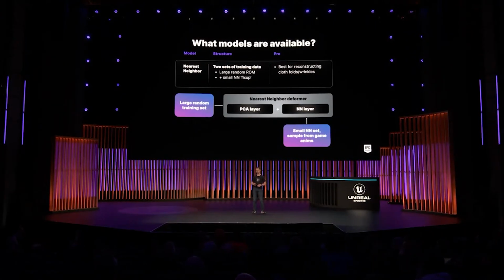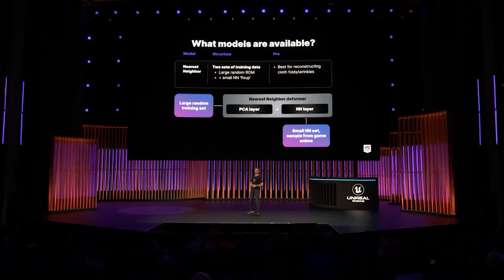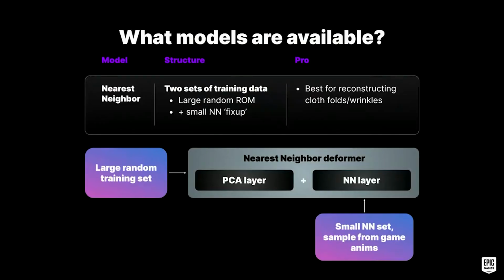The nearest neighbor model specifically targets cloth reconstruction. So cloth in particular, it's a real challenge because it's highly chaotic and very connected in nature. Even with a careful simulation setup, for more complex garments, the nearest neighbor model is going to outperform the neural morph model every time. So this model starts with an initial PCA layer, and it's trained with a large set of random poses. So for the upper costume, this was the same set that we used for the flesh.